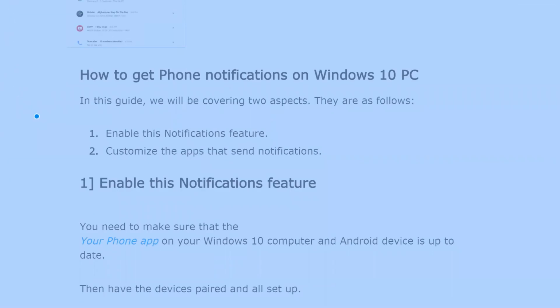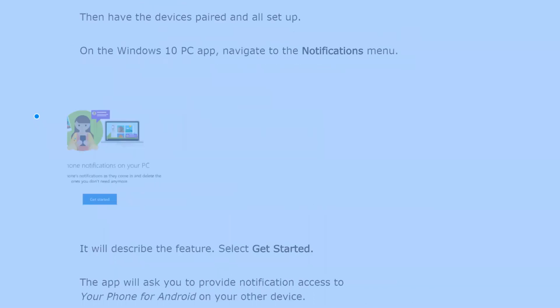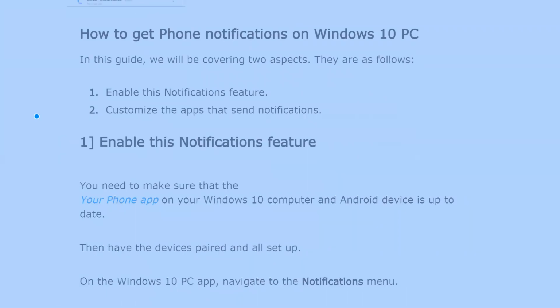So in this guide, we'll be covering two aspects. They are enable the notifications feature and customize the apps that send the notifications. Okay, let's enable the notifications feature. You need to make sure that your phone app on your Windows 10 computer and the Android device is up to date. There is an app called Your Phone for Windows 10, and there's one for the Android device that you have to install, and then you have to run both of them and pair them so they talk to each other.